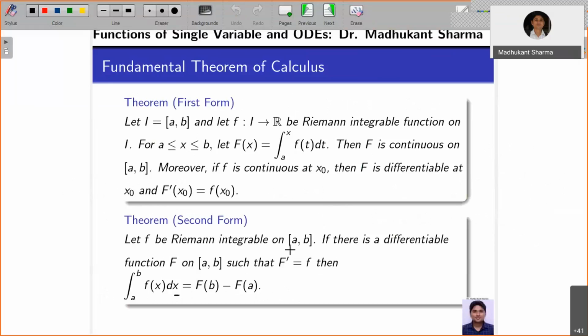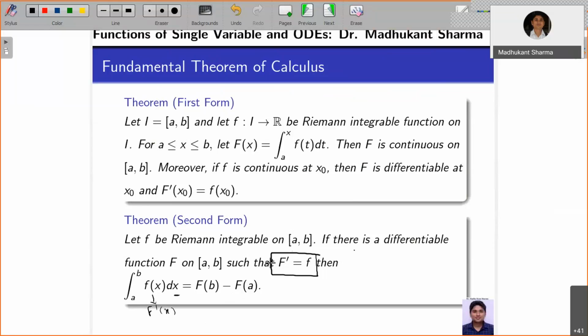So let f be a Riemann integrable function on the closed interval ab, and let F be differentiable such that F dash is equal to f. Then the integration a to b of f of x dx is equal to F of b minus F of a. So if you replace by F dash of x, the integration of F dash of x dx is F of x, and if you evaluate at the upper limit minus the lower limit, that will be the final answer.